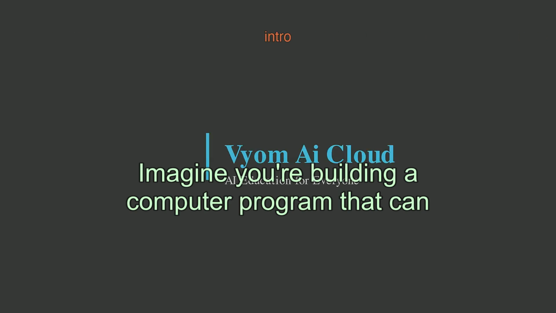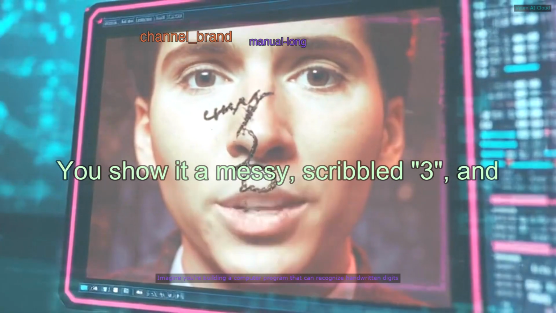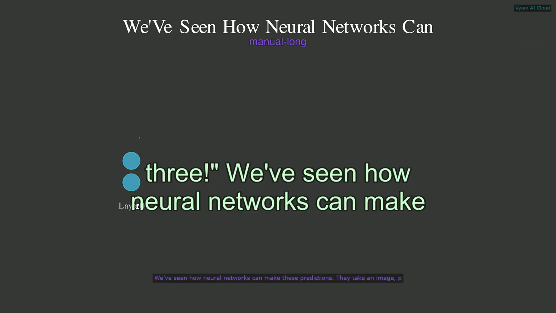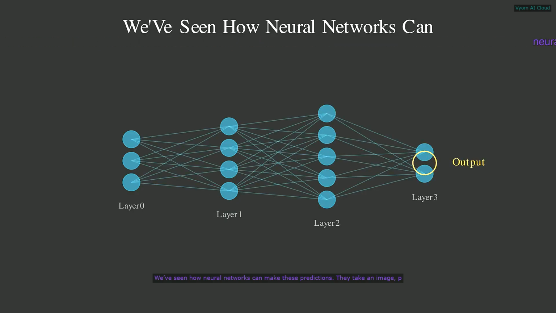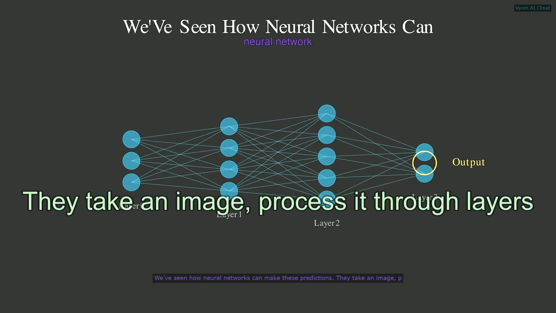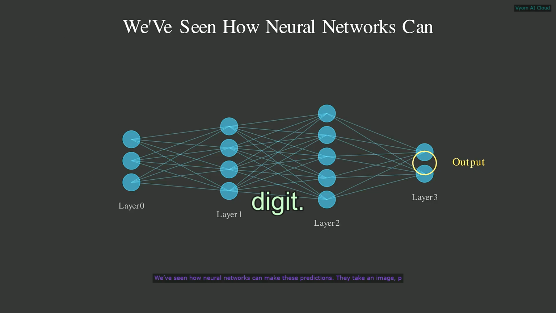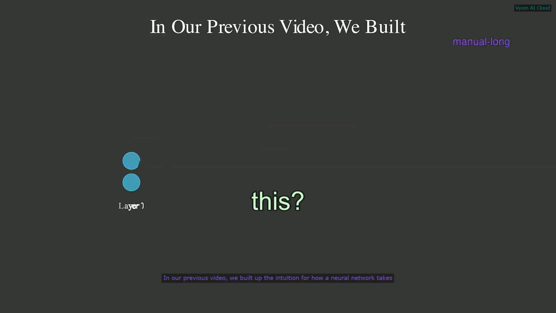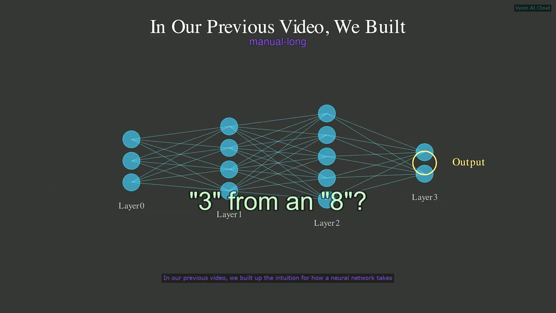Imagine you're building a computer program that can recognize handwritten digits. You show it a messy, scribbled 3, and somehow, it needs to confidently say, "That's a 3." We've seen how neural networks can make these predictions. They take an image, process it through layers of interconnected nodes, and output probabilities for each digit. But how does the network learn to do this? How does it get better at distinguishing a 3 from an 8?